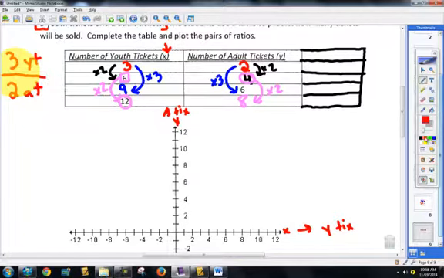Okay. So this column here is going to represent my coordinate, x, y. So this first one will be 3, 2. You should be putting this on yours. This one is going to be 6, 4. Okay. This one is going to be 9, 6. And then the last one is going to be 12, 8.